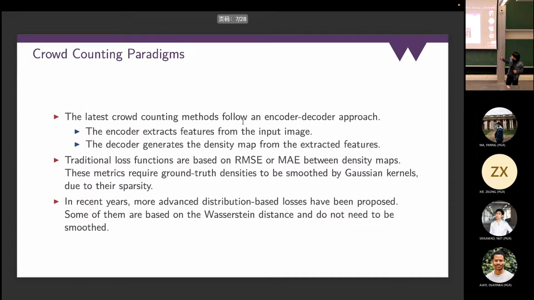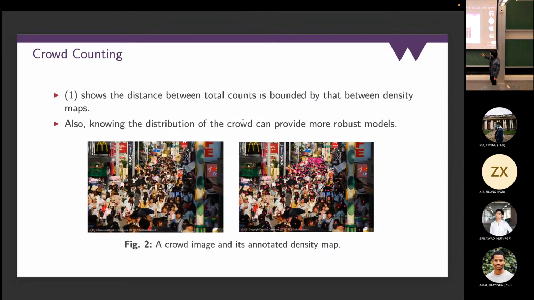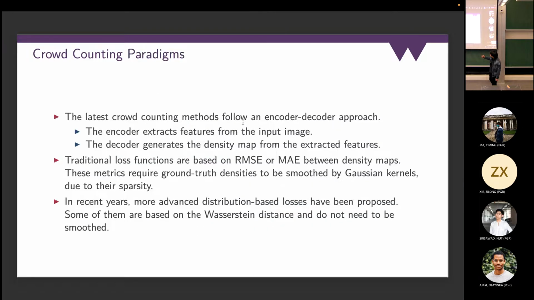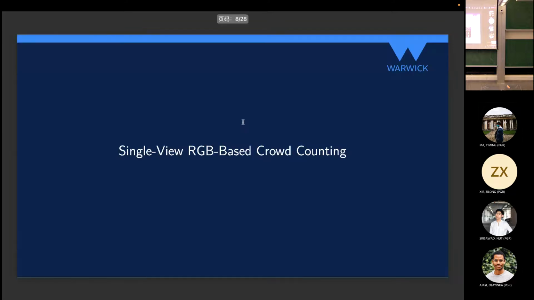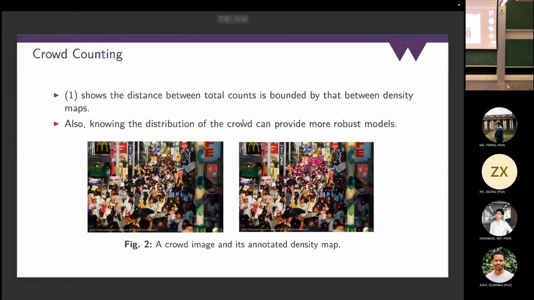So this is a typical example of how the crowd counting. Sorry, what's going on here? It's very annoying. Okay, I'll do it from here.